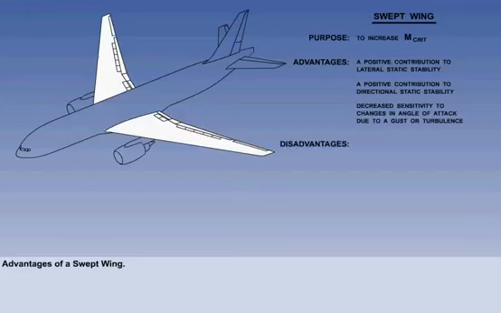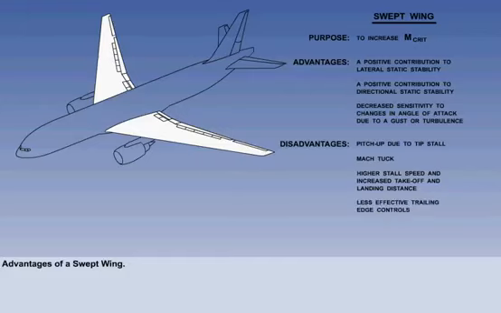Its disadvantages are: pitch up from its tendency to tip stall, with the attendant possibility of deep stall or superstall, Mach tuck, a higher stall speed and consequent increased takeoff and landing run, less effective trailing edge control surfaces, particularly the trailing edge flaps, and lastly, a higher nose-up attitude at low indicated airspeed.